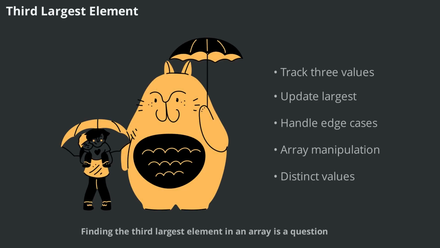Finding the third largest element in an array is a question that tests your ability to track multiple values and handle edge cases. By updating first, second, and third largest values as you iterate, you can identify the third largest. For example, 12, 35, 1, 10, 34, 1 yields 10.